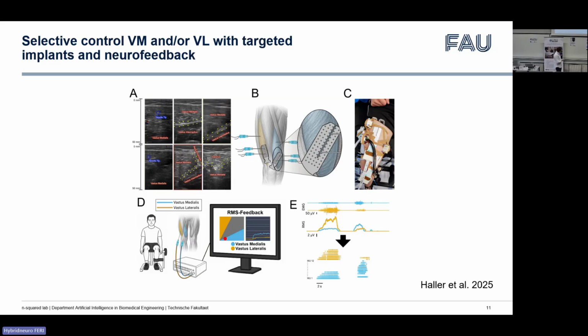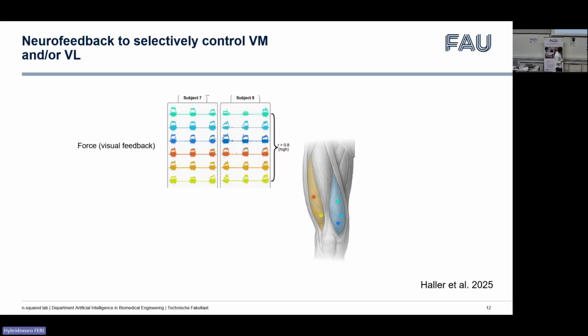You can see here an example of the signal and of the decomposition, so to find the motor units. So the first thing was, now we have so many implants. You will see this plot with different colors. These are color-coded for each implant in the data.